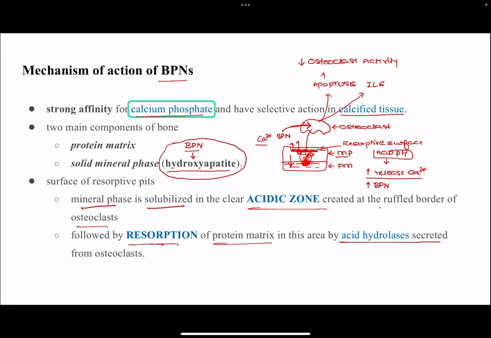So please remember, it has high affinity towards calcium phosphate, mainly the hydroxyapatite that is present in the mineral phase, and they get released in the acidic zone, and basically it will inhibit the resorption.